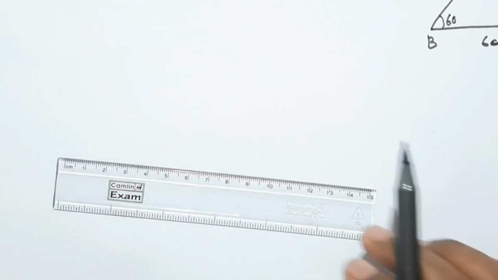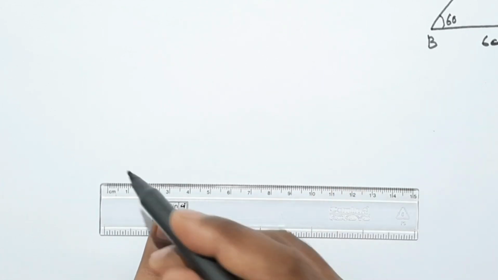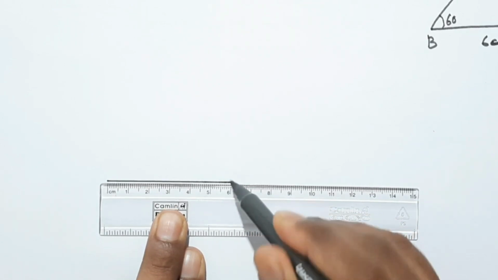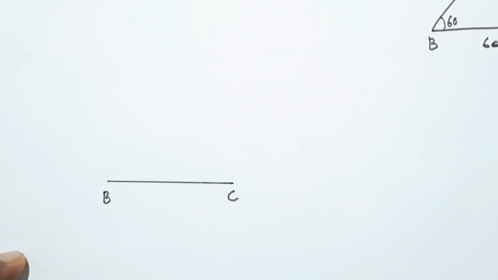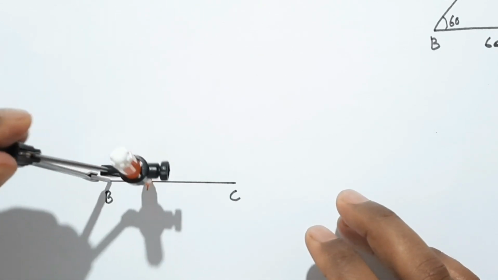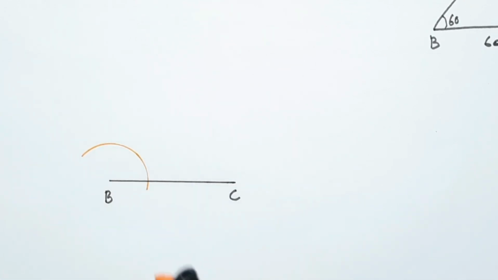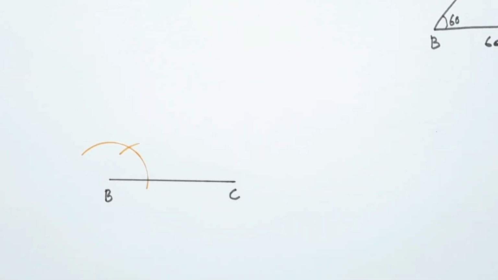Okay, so let's start. First I am going to draw a base BC as 6 centimeter. So this is our base, 6 centimeter. Now we are going to make 60 degree angle from B. For that we will put compass here and draw a semicircle. This is our semicircle, and then we'll put the compass here and cut this semicircle. This is our 60 degree angle.